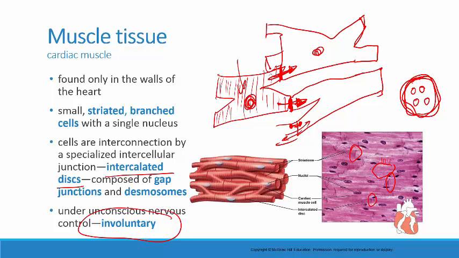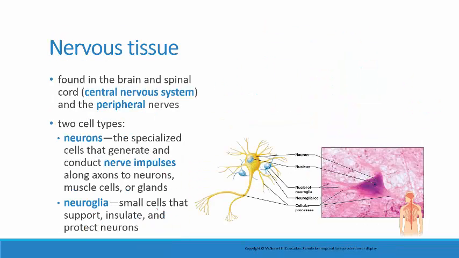And again, we're going to look at that in way more depth when we get to the muscular system. And then nervous tissue, which is found in the brain, the spinal cord, and in the nerves that head out to the periphery of the body. So we talk about the central nervous system and the peripheral nerves that are found out in the body themselves. Central nervous system is axial. We find two cell types in this nervous tissue.